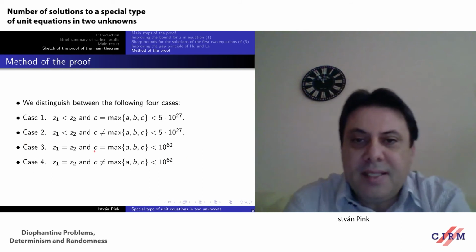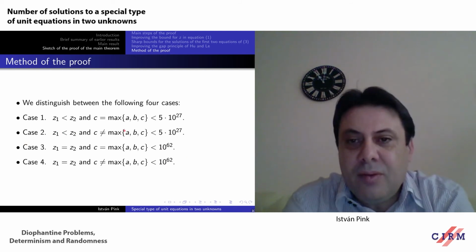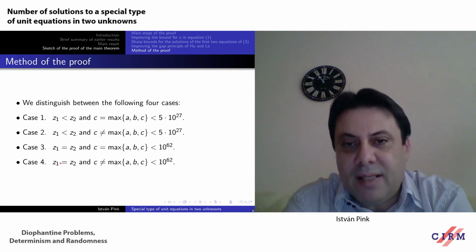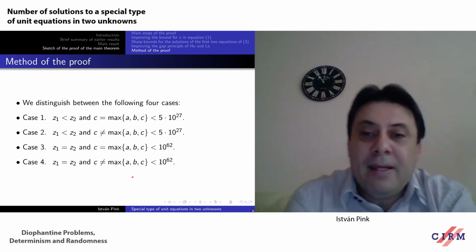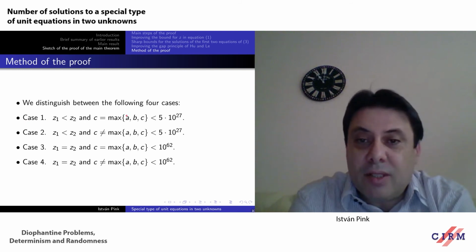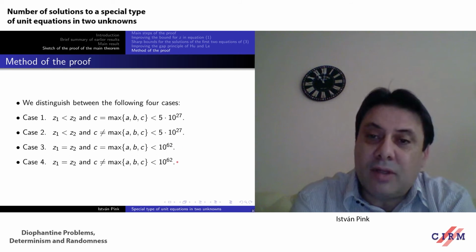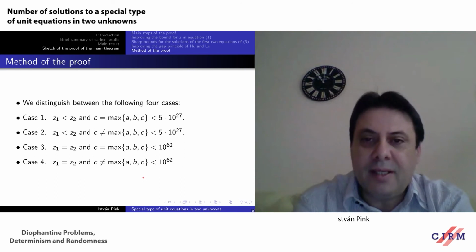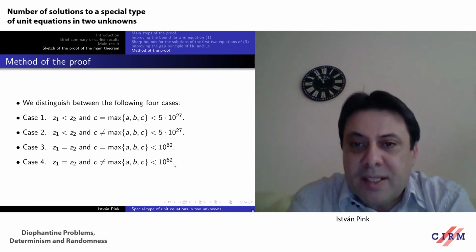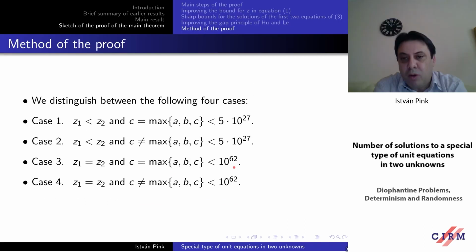And now we distinguish between the following four cases. Case 1, Z1 is less than Z2 and C is the maximum. Z1 is less than Z2 and C is not the maximum. Z1 equals Z2 and C is the maximum, and Z1 equals Z2 and C is not the maximum. And in what follows, I would like to give the details only of case 1. You can see on the right-hand side the corresponding Baker-type bounds coming from the previously mentioned work of Hu and Le. A bit of motivation: of course, in the case Z1 equals Z2, the Baker-type bound is much larger, but we have this extra information that Z1 equals Z2.